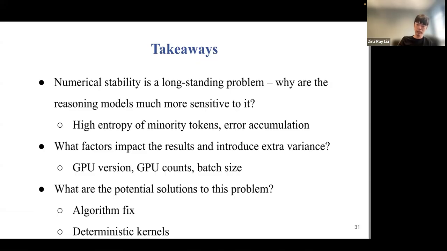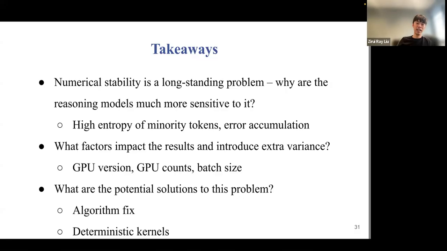And what are the potential solutions? Algorithm fixes and deterministic kernels. At least up to now, these are the only two solutions. Oh, I want to mention that actually there is another. Before IEEE 754, there was another numerical system. I think it's called POSIX. I'm not sure whether I pronounce it correctly. They are not using the IEEE 754 numerical format. It's a completely new data format.